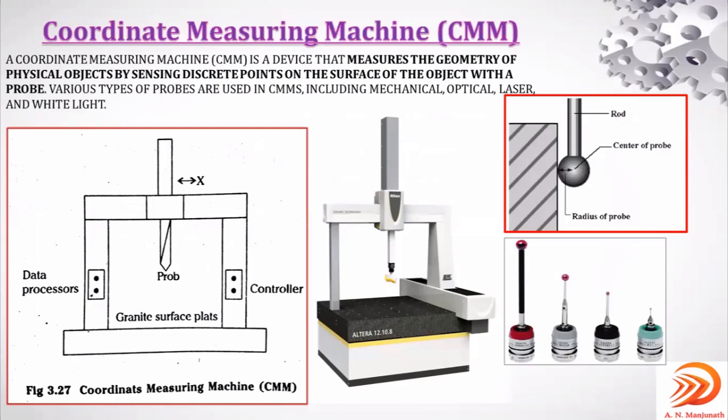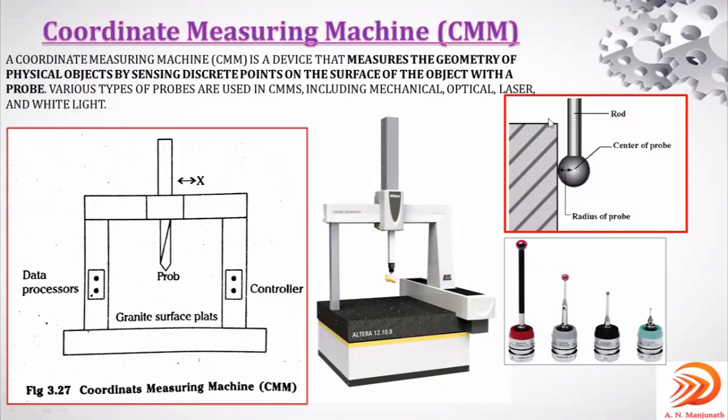It actually measures the geometry of the physical object by sensing discrete points on the surface of the object. And in order to do so, it uses a probe. You can observe here, this is the probe, right? There will be a rod and this will be the probe. It is like a small ball which comes in contact with the surface of the object.